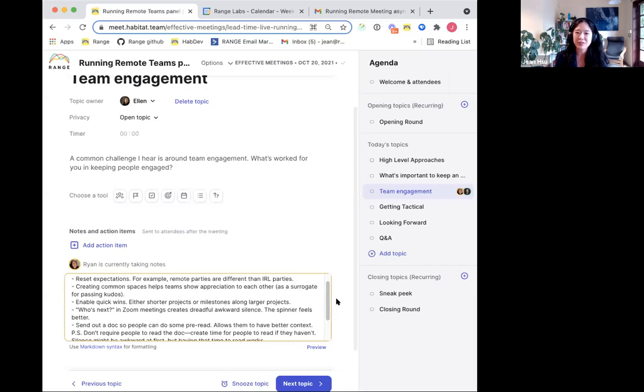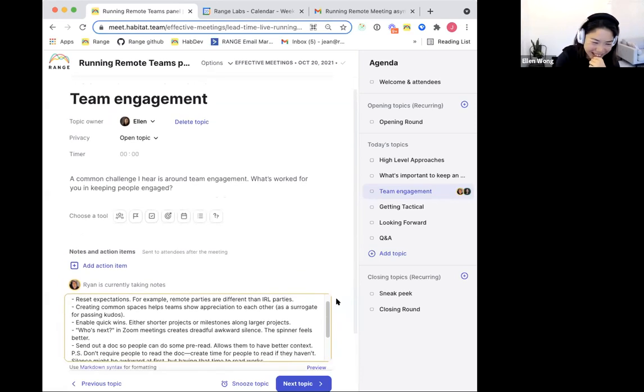So even finding the things that you can do virtually that you can't do in person, and not just thinking that Zoom or remote is always going to be harder in all these ways, because I think there are things that it opens up. That's a great idea. I'm going to steal that one.